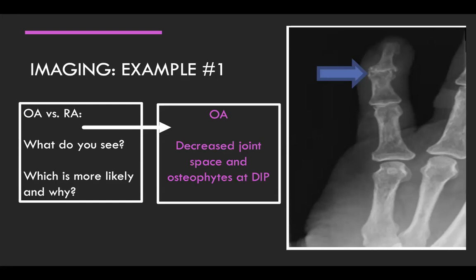And then here's the key, or the findings. This comes from an image of an individual with osteoarthritis, and it's osteoarthritis at the distal interphalangeal joint, remembering that OA preferentially affects the DIPs and PIPs, so that could be a clue for you. What we see is the decreased joint space and osteophytes, some of that joint degradation consistent with OA.